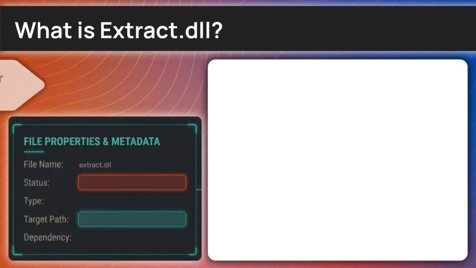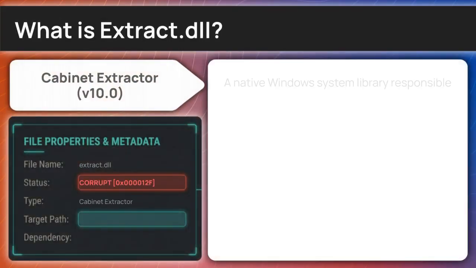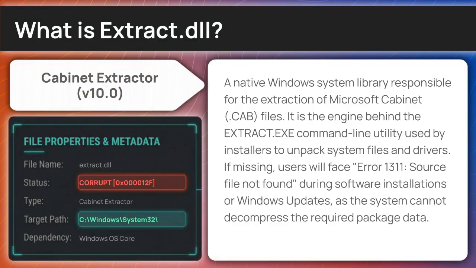This is the Extract library, a native Windows system library responsible for the extraction of Microsoft Cabinet .CAB files. It is the engine behind the Extract.EXE command line utility used by installers to unpack system files and drivers. If missing, users will face error 1311, source file not found, during software installations or Windows updates, as the system cannot decompress the required package data.